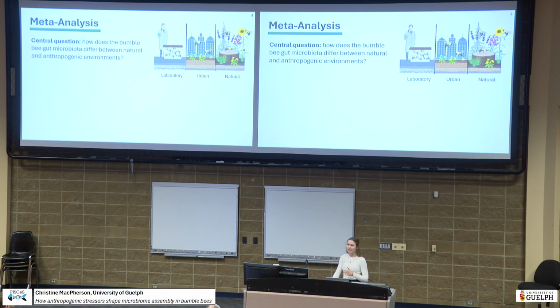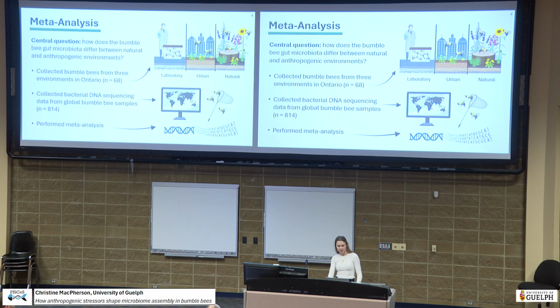And so to better understand how the bumblebee microbiome is affected by anthropogenic stressors, we performed a meta-analysis with the central question being, how does the bumblebee gut microbiota differ between natural and anthropogenic environments? To start this work, we collected bumblebees from 3 environments in Ontario, so that being laboratory, urban, and natural environments, as well as collecting bumblebee samples, we didn't collect them ourselves, but collected them online, for bacterial DNA sequencing data from all across the world, leading to us having about 814 samples, which is the largest microbiome analysis of pollinators to date.